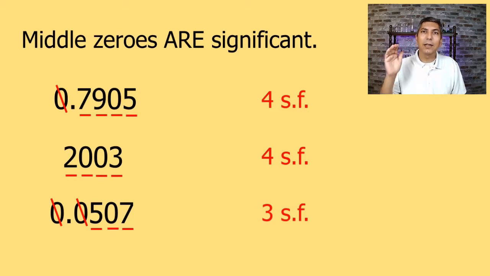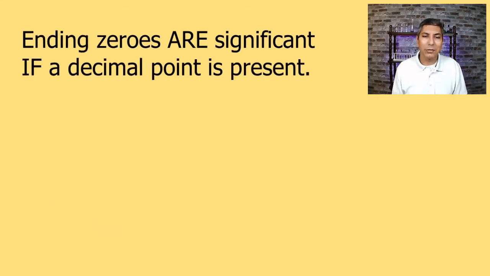Now, if we had leading zeros and we had middle zeros, what other kind of zero do you think we might need to talk about? You're right. That would be ending zeros. And so ending zeros are significant if a decimal point is present. And that means a visible decimal point. I'm not talking about understood decimal points, an actual visible written decimal point.